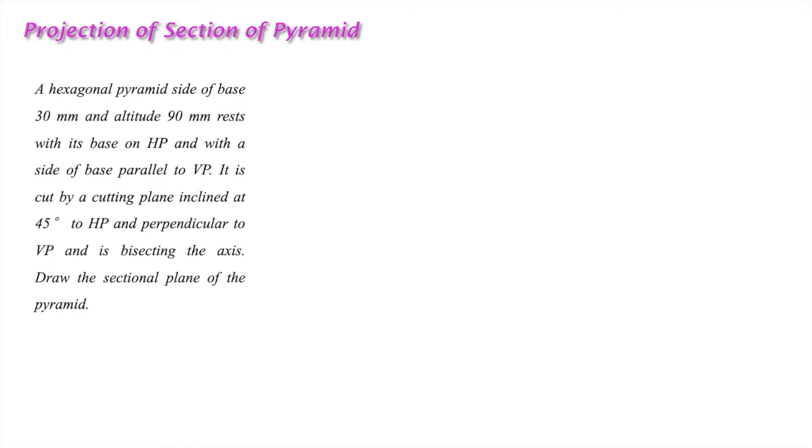This problem is on projection of section of a pyramid. So you have to cut a pyramid, and this is the dimension of the pyramid: the base side is 30 millimeter, and the height of the pyramid is 90 millimeter, and it is resting with the base on HP. It is simply placed on HP vertically, and the cutting angle by which we will cut the pyramid is 45 degree to HP and perpendicular to VP. Now this cutting plane has to bisect the axis. Okay.